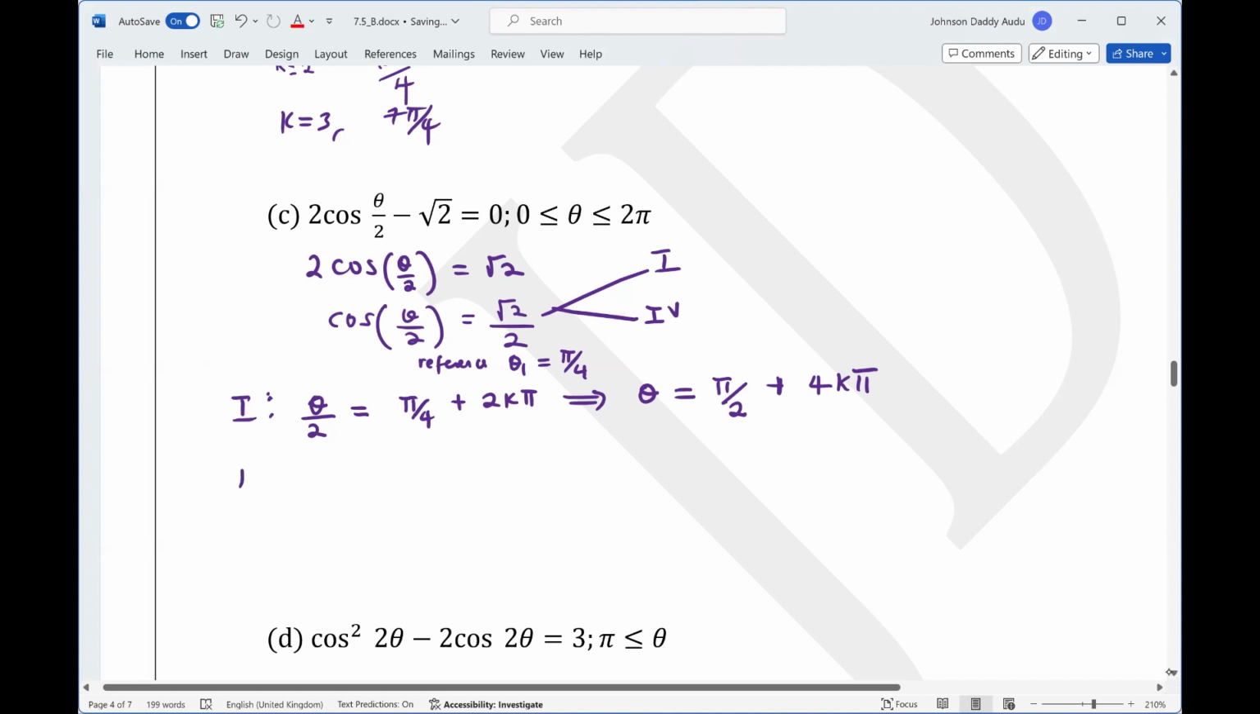Then if we are in which quadrant? In the fourth quadrant, we will still have theta over 2 equals what? The fourth quadrant is going to be 2 pi minus pi over 4. So this is going to be 7 pi over 4. Then we can add 2k pi, right?